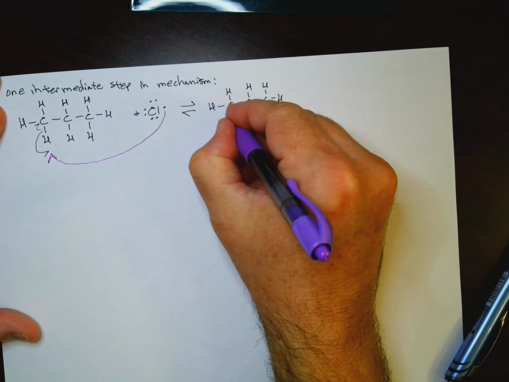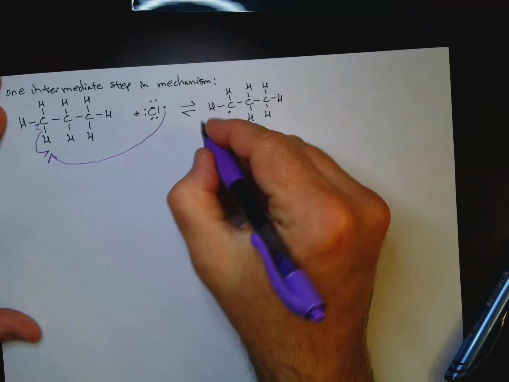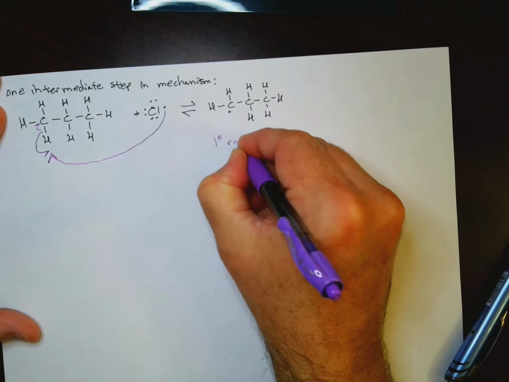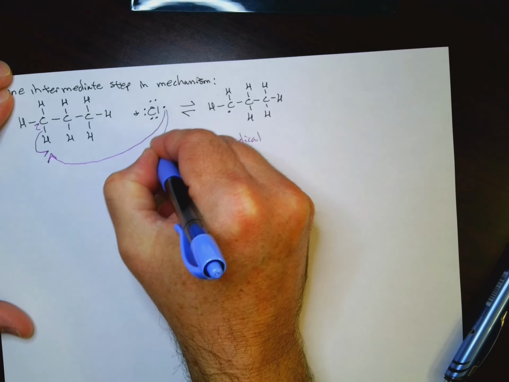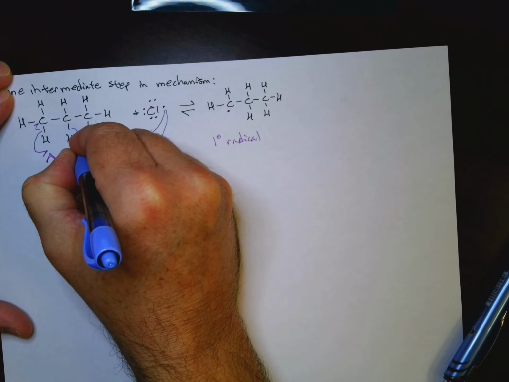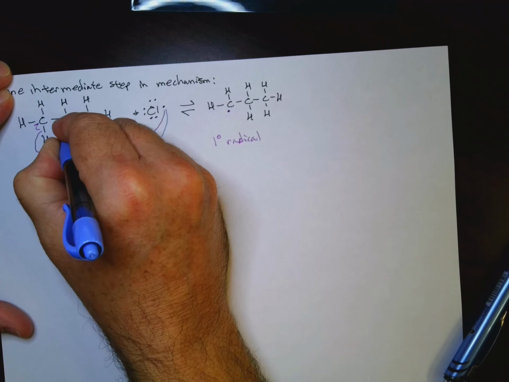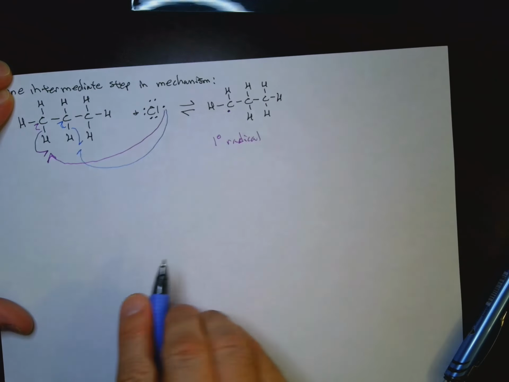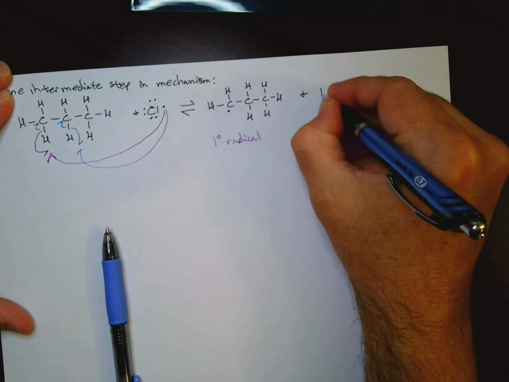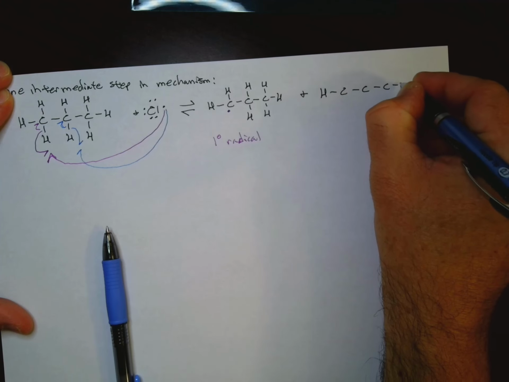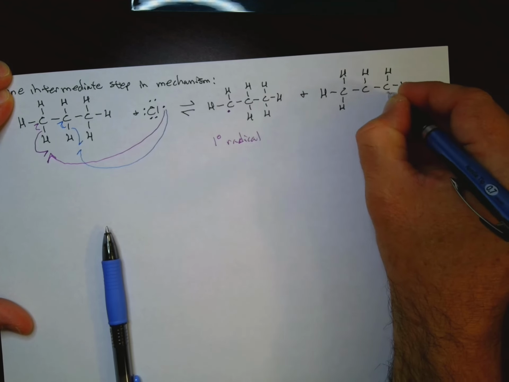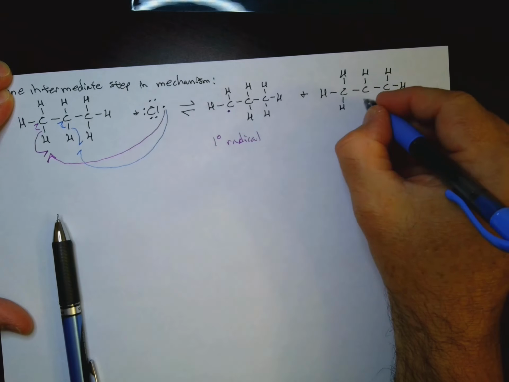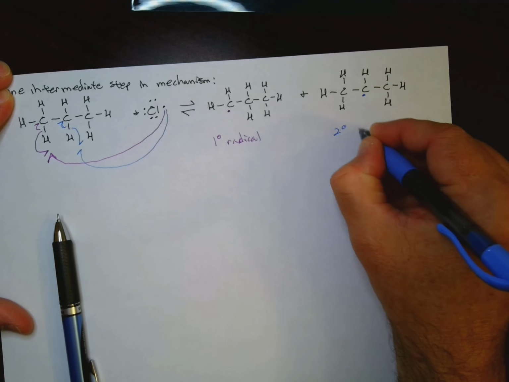But I'll draw this guy in purple. So this is our primary radical. And if the chlorine instead reacts with the hydrogen, one of the hydrogens on the middle, then we'll get a secondary radical.